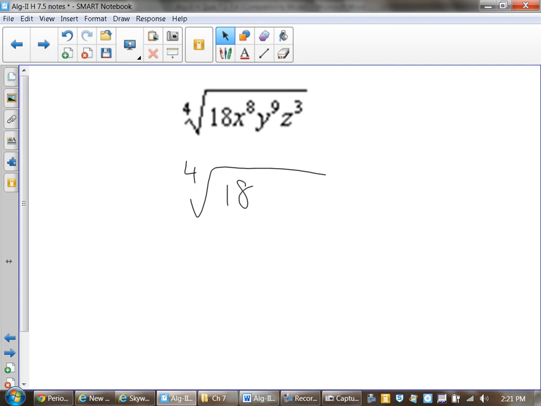The shortcut with nth roots with exponents: 4 goes into 8 how many times? 2. Is there any left over? No. Take 2 out. 4 goes into 9 how many times? Twice. Is there any left over? Yes, 1. So 2 come out, 1 stays in. Does 4 go into 3? No, so all of it has to stay in.